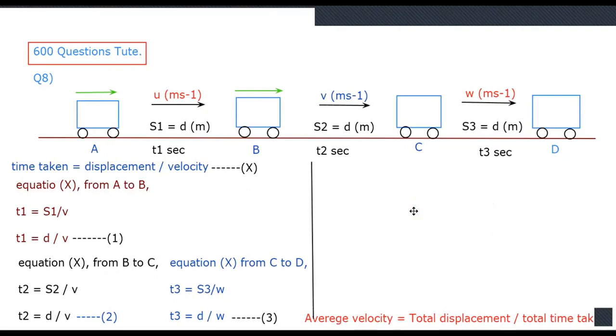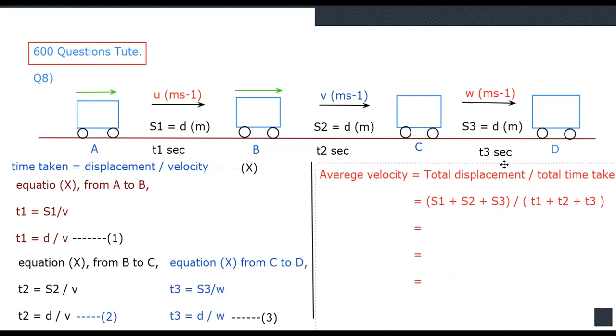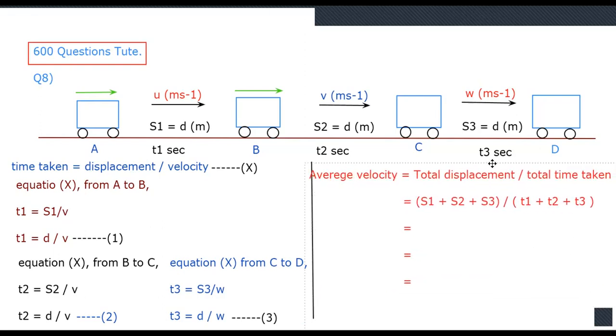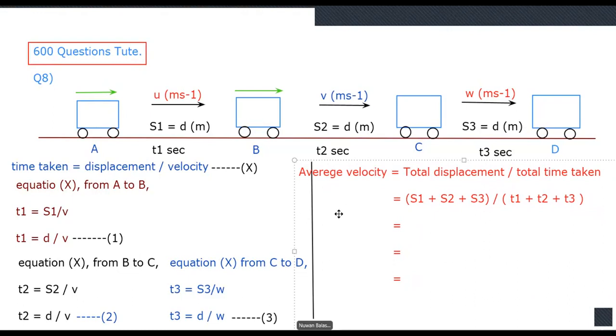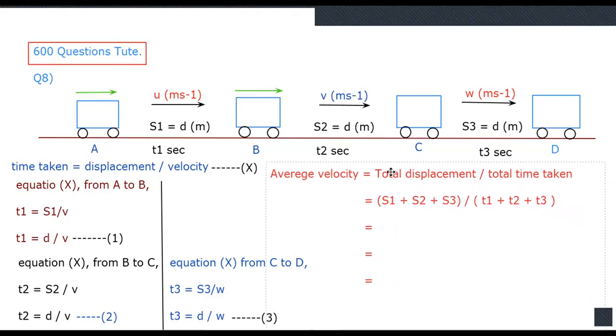Now I'm going to apply this to find the average velocity. A ready-made equation is there because we have already used it. So what is average velocity here? Average velocity equals total displacement divided by total time taken. Please apply this equation and try to solve the problem. Write the average velocity equation and try to solve the problem.